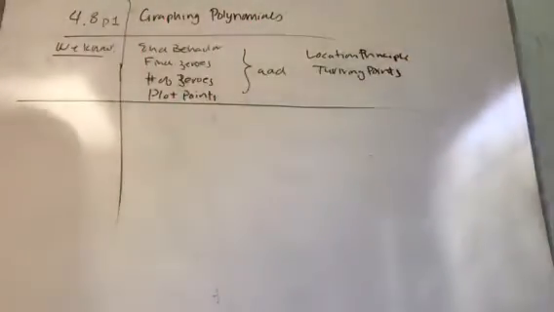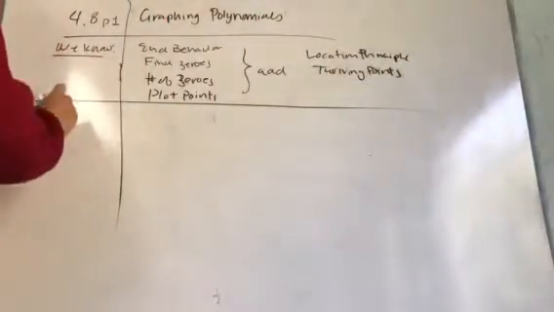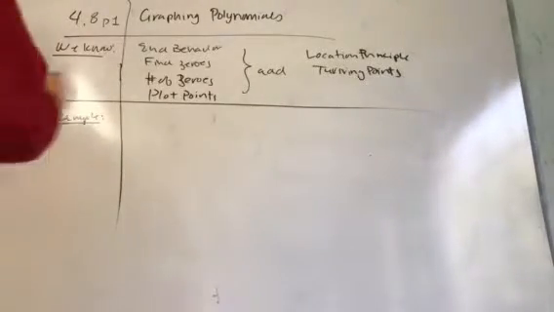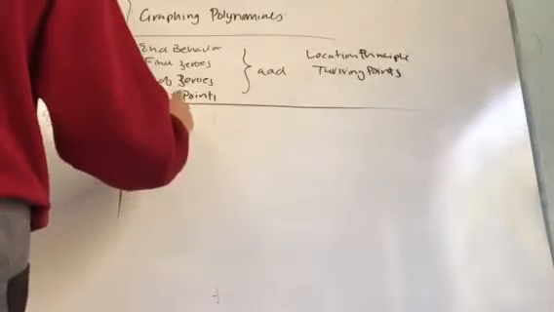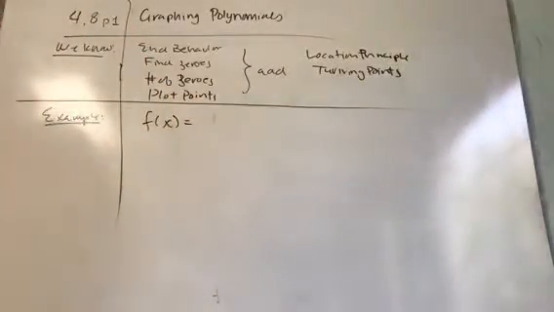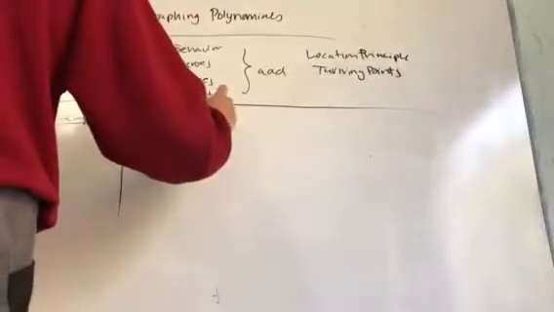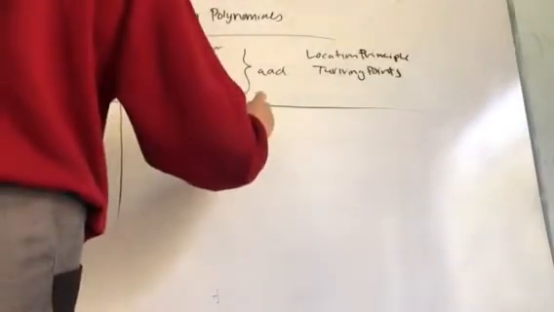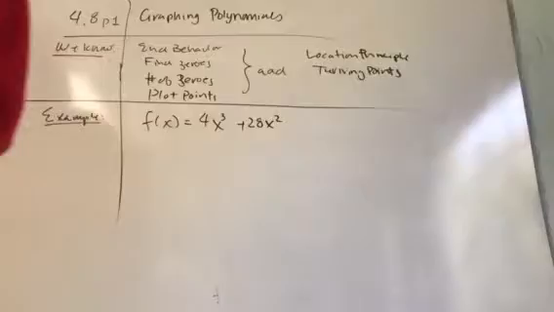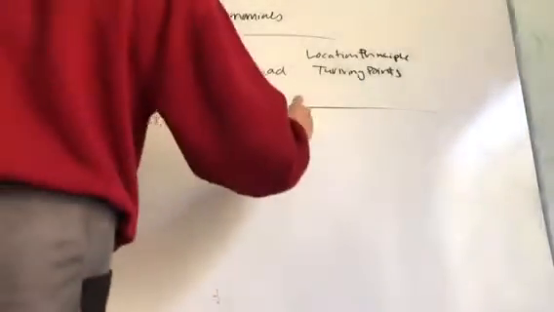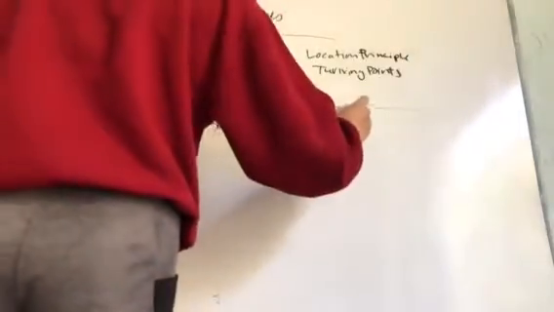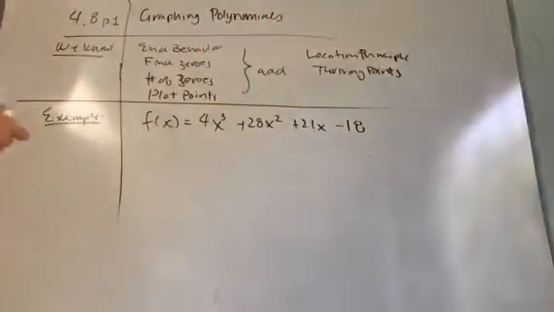Let me go ahead and give you an example. Let's say we had another polynomial, f of x is equal to 4x to the third plus 28x squared plus 21x minus 18.